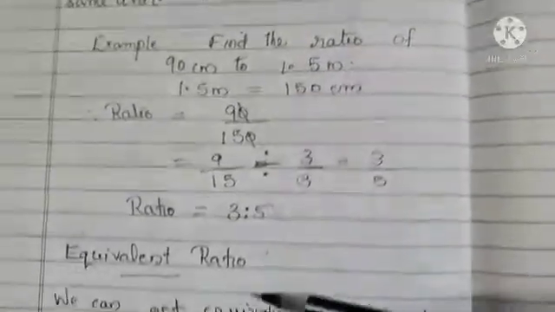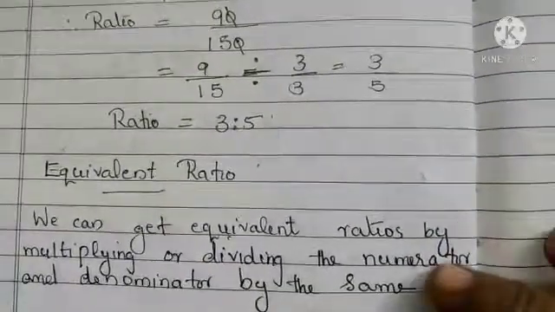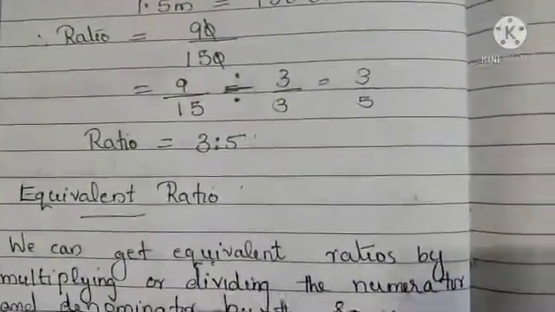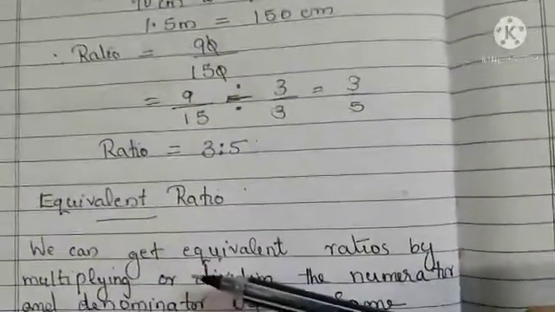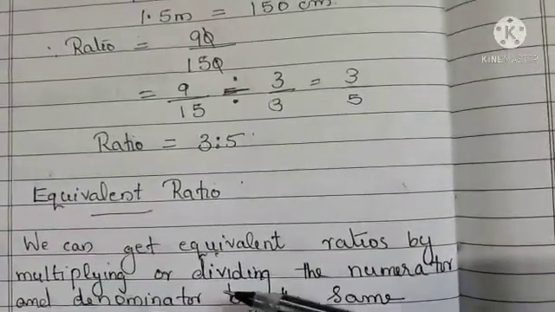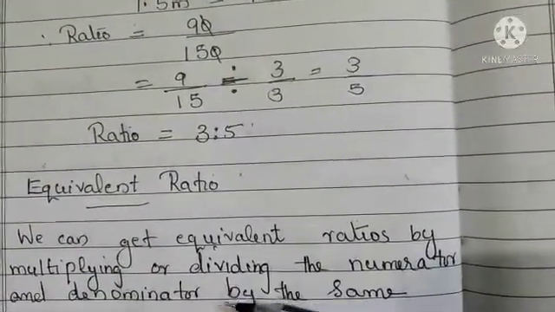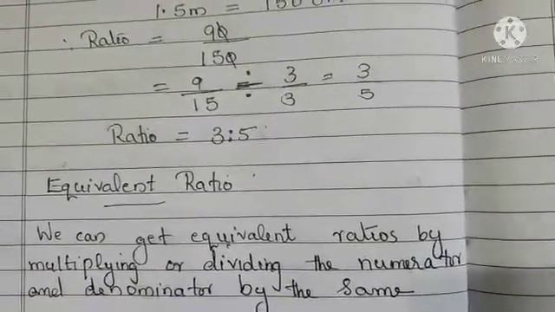Next topic is equivalent ratio. We have found equivalent fractions. Do you remember? The same method we can adopt here to find the equivalent ratio. How will we get equivalent ratios? By multiplying or dividing the numerator and denominator by the same number. Okay, the same number.